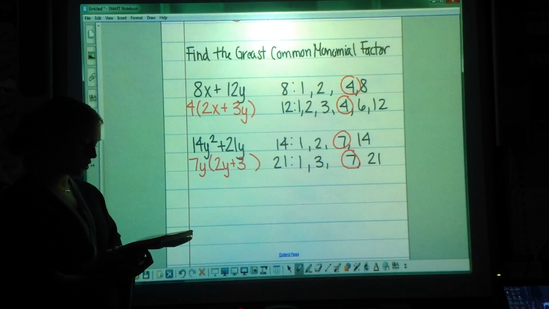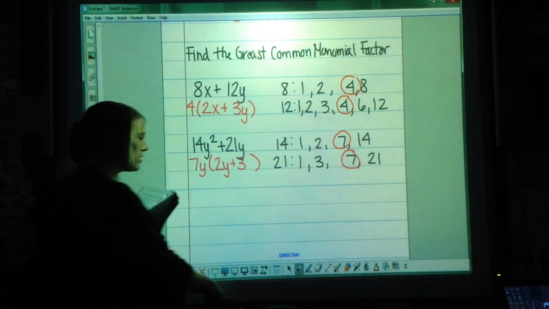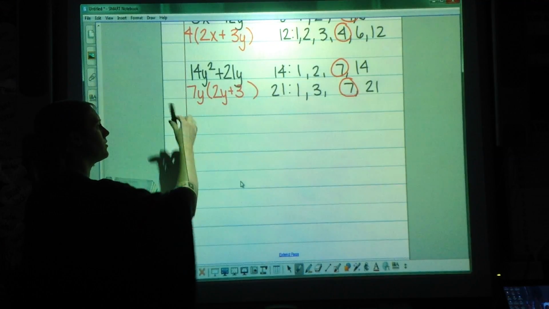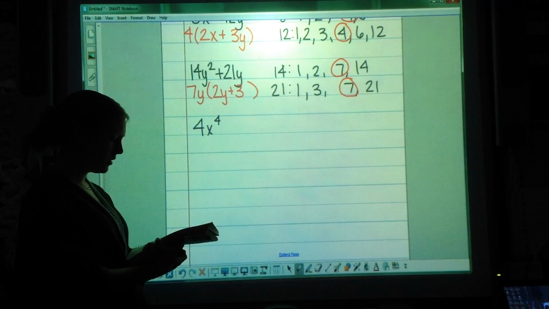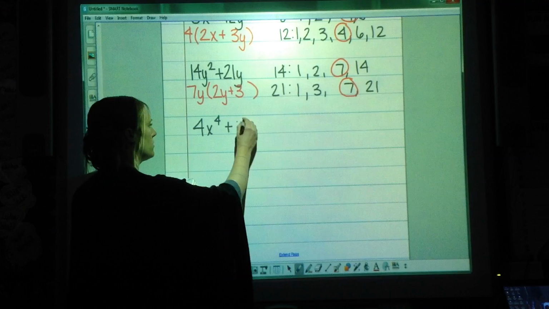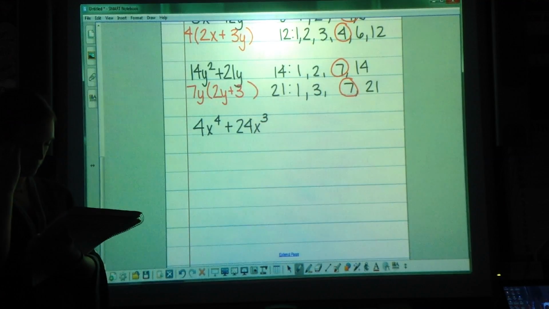I would like you to try 4x to the 4th plus 24x cubed. Push pause and try that now.